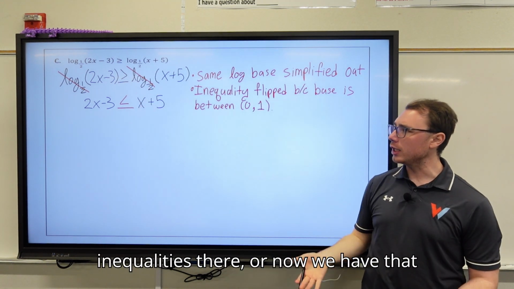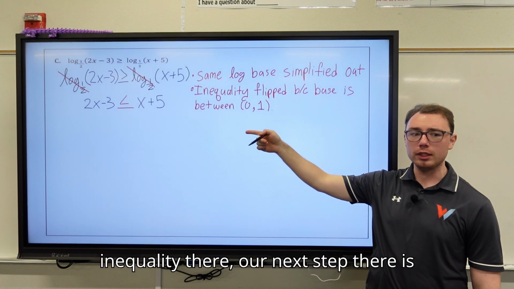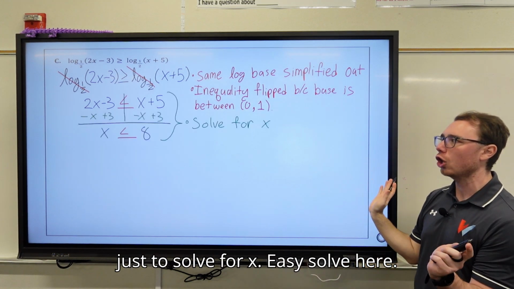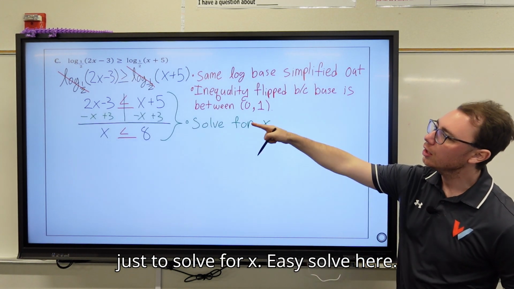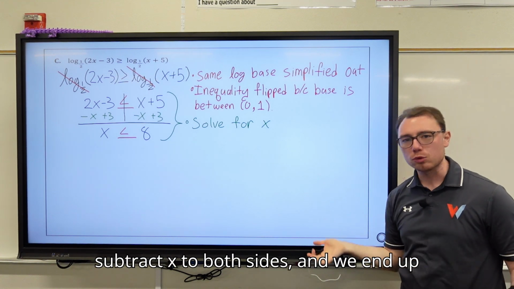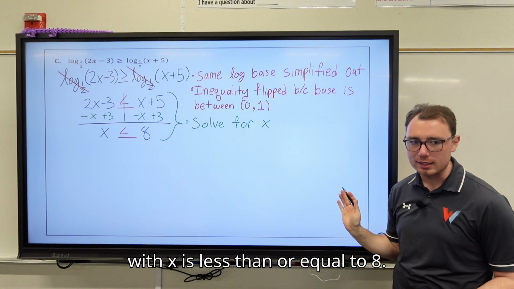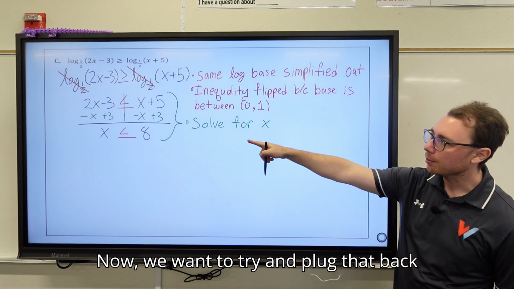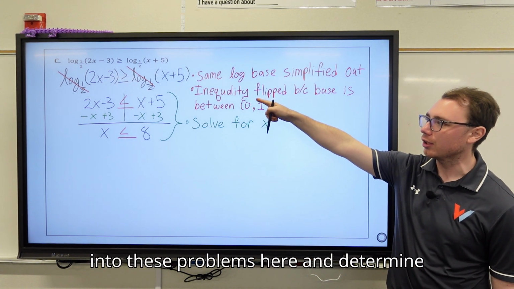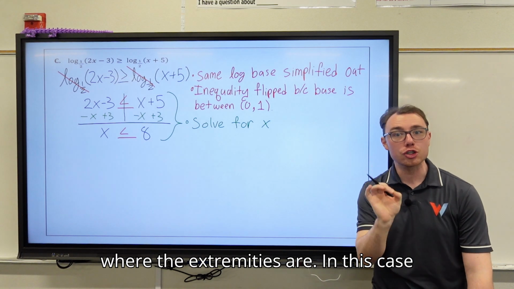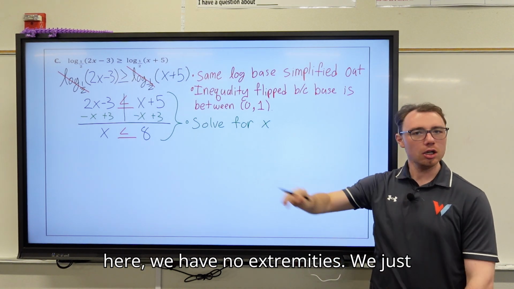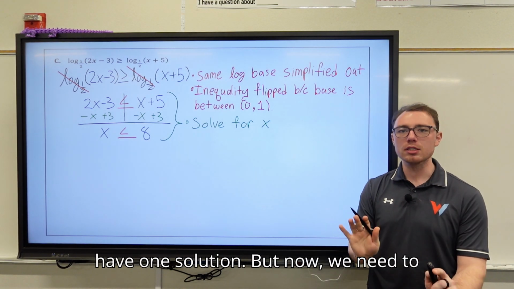Now that we have that inequality there, our next step is just to solve for x. Easy solve here. We now just add 3 to both sides, we subtract x from both sides, and we end up with x is less than or equal to 8. Now, we want to try and plug that back into these problems here and determine where the extremities are. In this case, we have no extremities. We just have one solution.